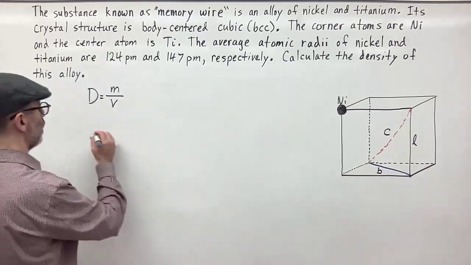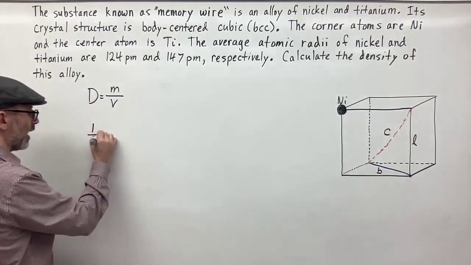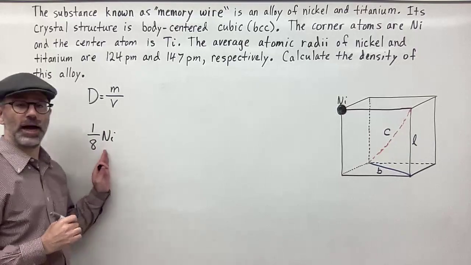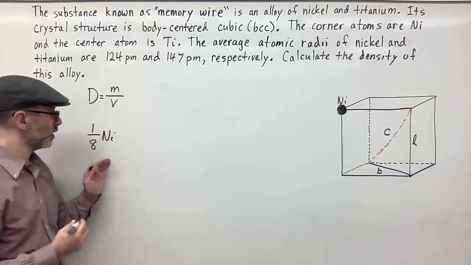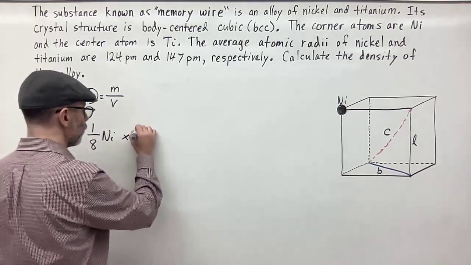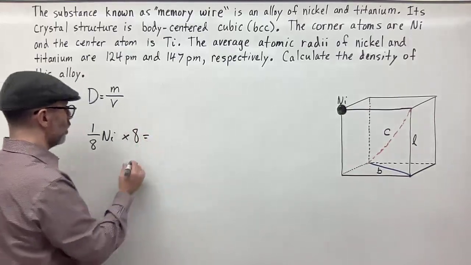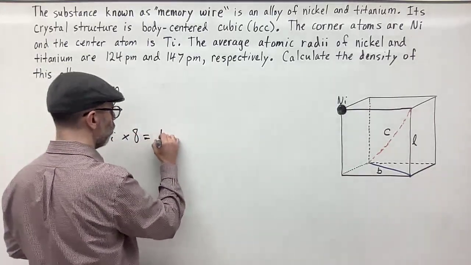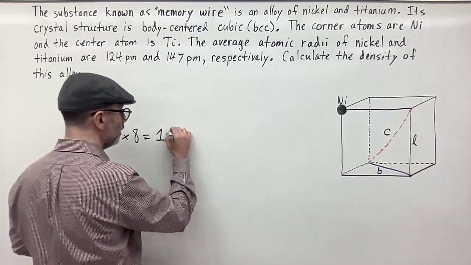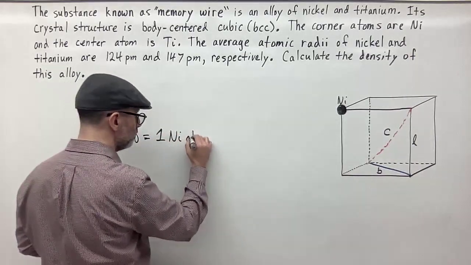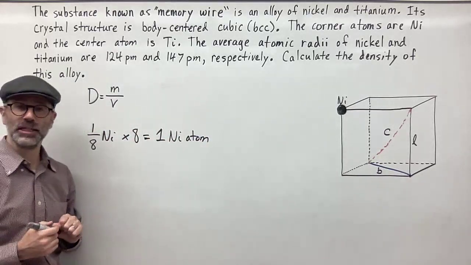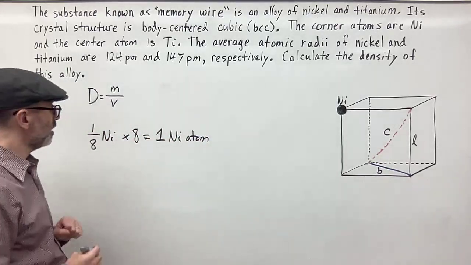So let me write that out. We have 1/8 of a nickel atom at each of the corners. We have 8 corners, so if you multiply that by 8, 1/8 times 8 gives us 1 full nickel atom inside our cubic space. Okay?